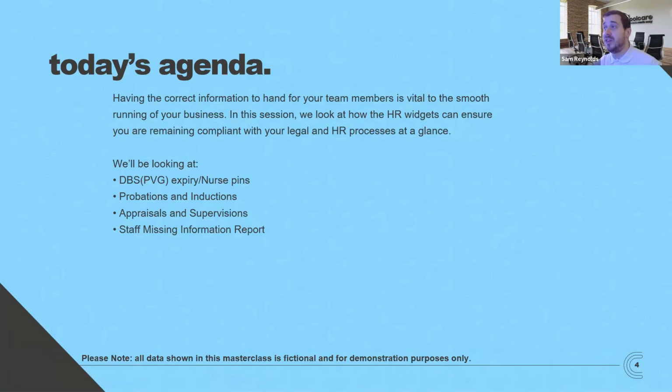Specifically, we'll be looking at how these widgets can ensure you're in compliance with your HR processes just at a glance, looking at the DBS expiry or PVG if you're in Scotland in there, and nurse pins as well, looking at staff probations and inductions to make sure they're all kept up to date, appraisals and supervisions to make sure we're on top of those, and seeing all those together in our staff missing information report. So how we can see all this stuff, update it as we need to, and report on it as well.